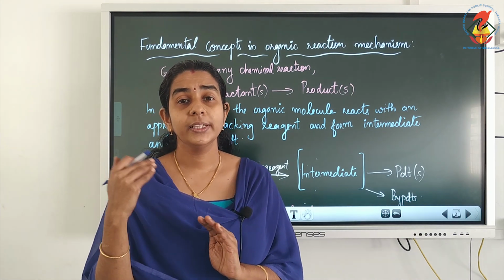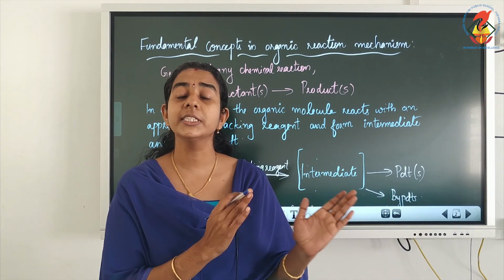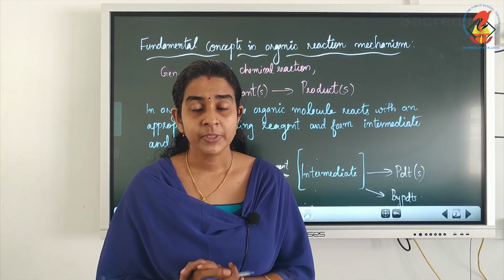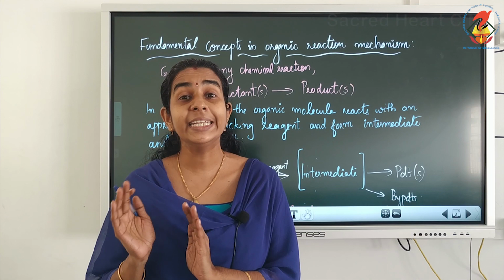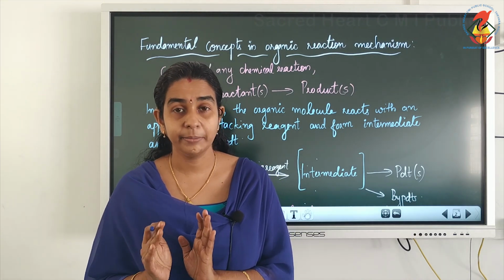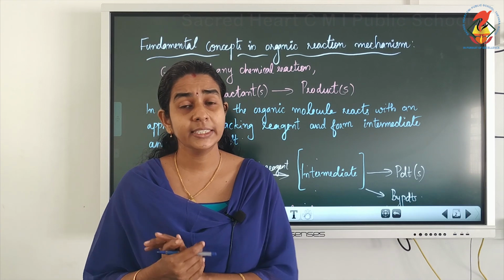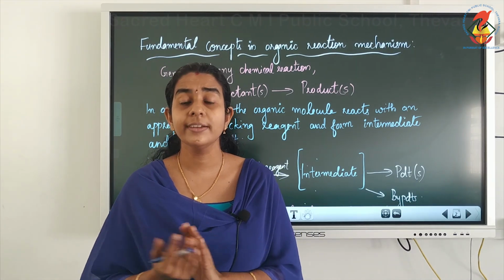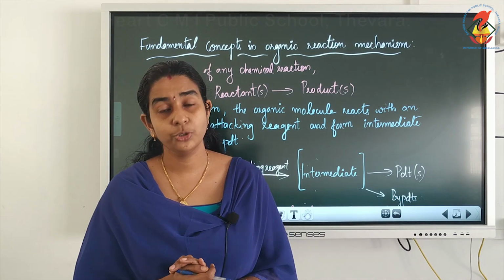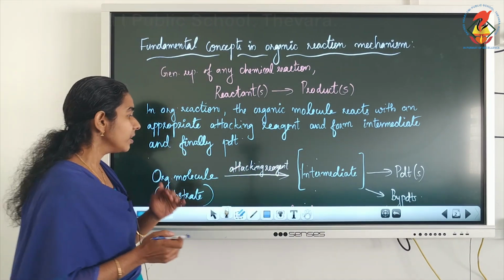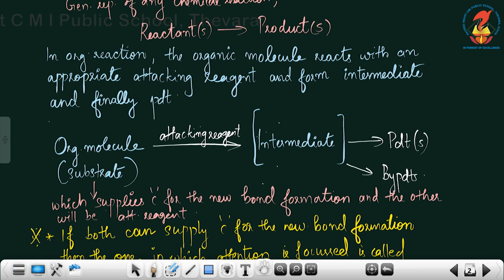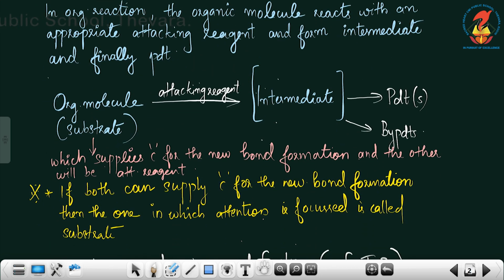So, they will react with attacking reagents, and before they form products, first they form some intermediates, reaction intermediates, and these intermediates are always highly unstable. Being highly unstable, they will readily decompose to give products. So, how can we represent an organic reaction generally? In an organic reaction, the organic molecule which is undergoing chemical reaction will be called the substrate.